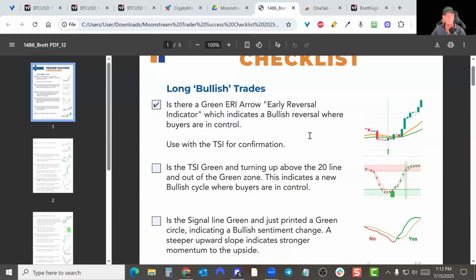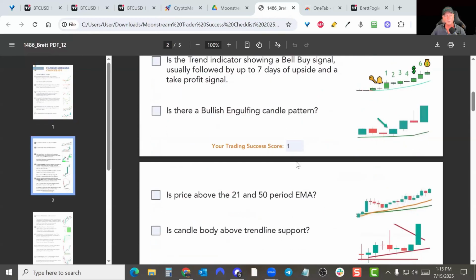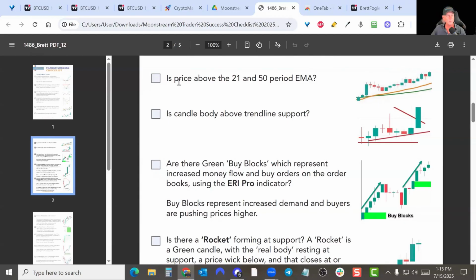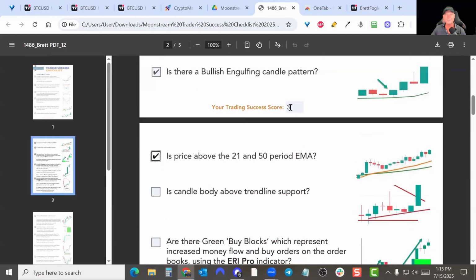The resources I'm pasting, like this checklist, are free, and you can use them with things like: is there a bullish engulfing candle pattern? Right there, one of my favorites. You would need TradingView or some kind of charting software, which is not ours. But with patterns like this, if you check that off, you see that the trade success score went to 2. Is the price above the 21 and 50 period exponential moving average? I'm going to be talking about the free tools that I also recommend, and if you check that, you have a trade success score of 3 now.